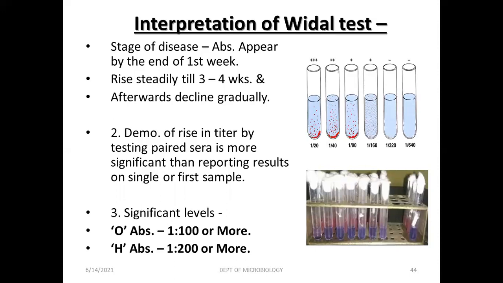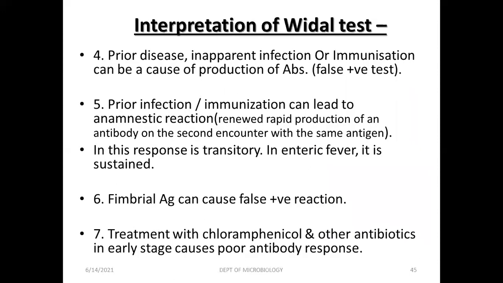Demonstration of a rising titer by testing paired sera is more significant than reporting the result on a single or first sample. Significant antibody titer for O is 1:100 or more, and for H is 1:200 or more. No single titer is universally significant. In endemic countries like India, due to prior exposure, people will always have some baseline antibodies. Only higher titers are significant. The cutoff varies from place to place depending upon endemicity of the disease.